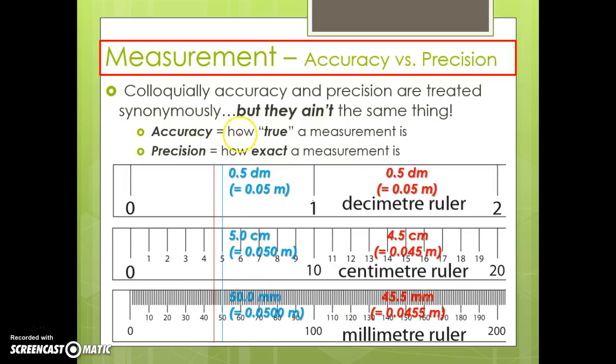In this number right here, 0.05, how many significant digits are there? There's only one, the 5. But in this one, 0.050, how many significant digits are there? There's 2, the 5 and the 0.